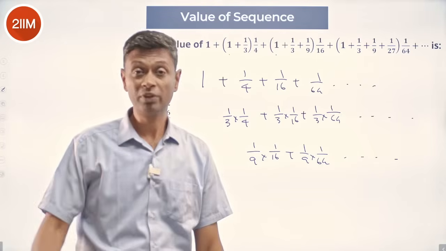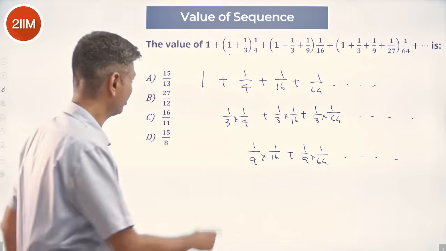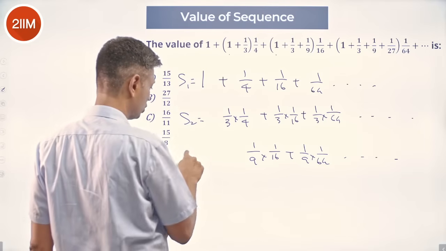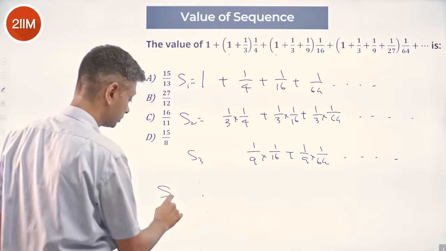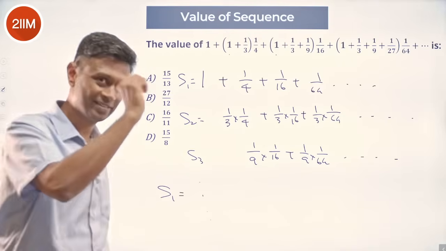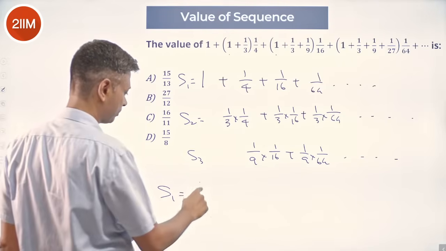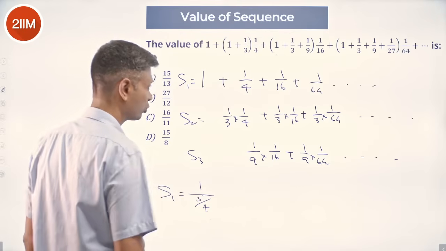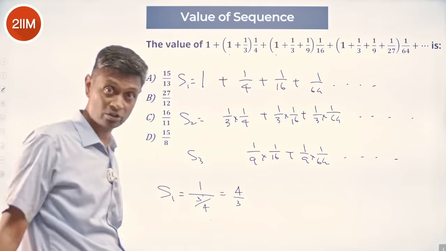I'm going to treat this first one as an infinite GP with first term 1 and common ratio 1 by 4. I know how to plug this in. I'm going to think of this as sum 1, sum 2, sum 3 and so on. First, sum 1: a by 1 minus r, 1 by 3 by 4, 1 minus 1 by 4 is 3 by 4, so sum 1 is equal to 4 by 3. Nice.